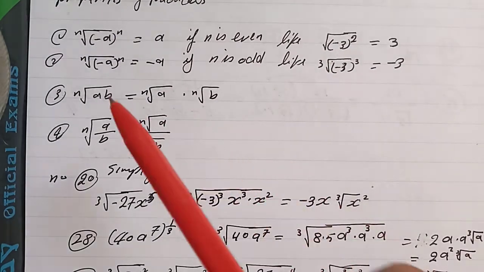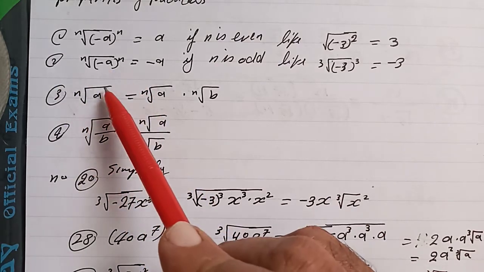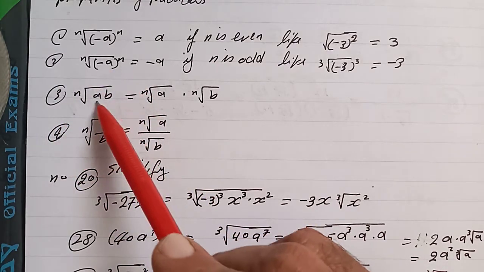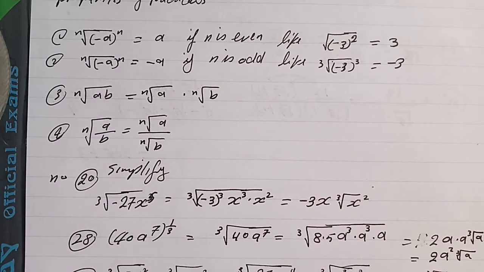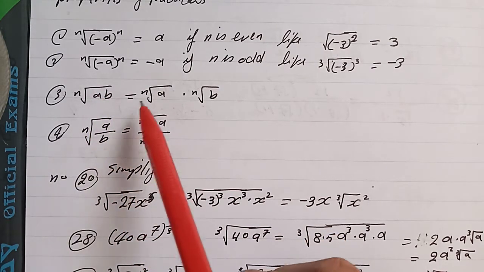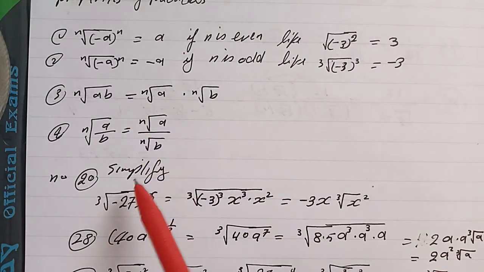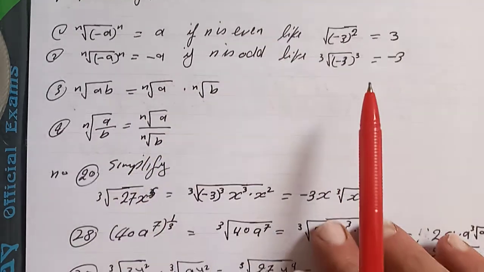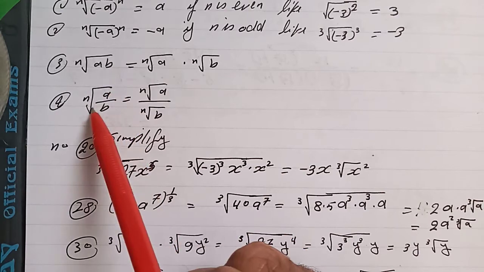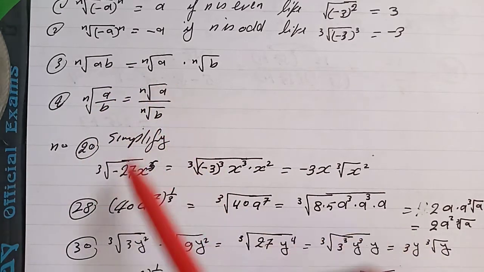The third property: if you have a product of two numbers under the root, you can split them. If you have a division, you can also split them.